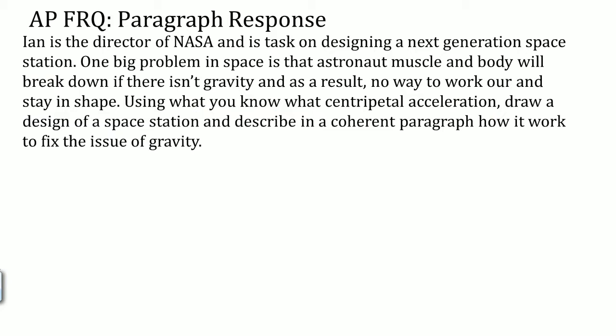This is one of the FRQ questions that I submitted to College Board that might appear on an exam. This is referred to as a paragraph response question. So Ian is the director of NASA and is tasked with designing a next generation space station. One big problem in space is that the astronauts' muscles and bodies will break down if there isn't any gravity, and as a result, no way to work out and stay in shape. Using what you know about centripetal acceleration, draw and design a space station and describe in a coherent paragraph how it would work to fix the issue of gravity.